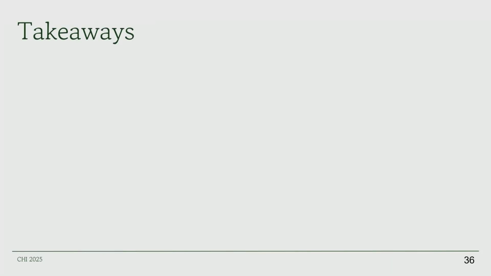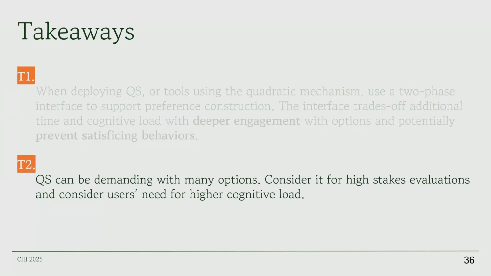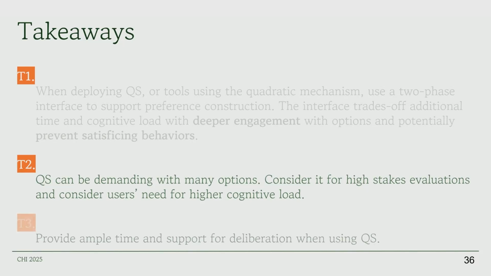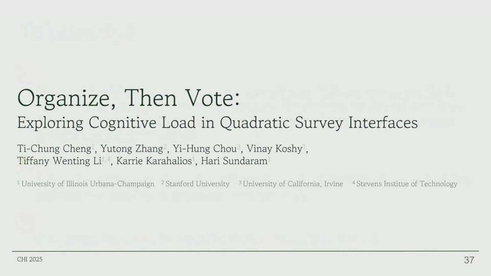Let's summarize the key takeaways. First, we showed that a two-phase interface supports participants' deeper engagement with options and potentially prevents satisficing behaviors. Second, QS does require high cognitive load, and thus we recommend using it in high-stakes settings with a limited number of options. And finally, our findings recommend providing QS respondents ample time for completion.